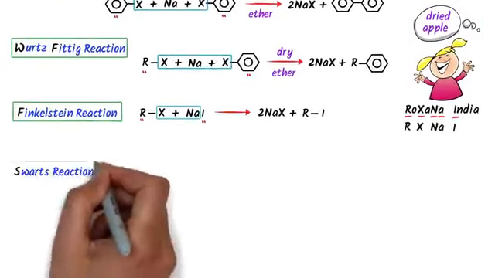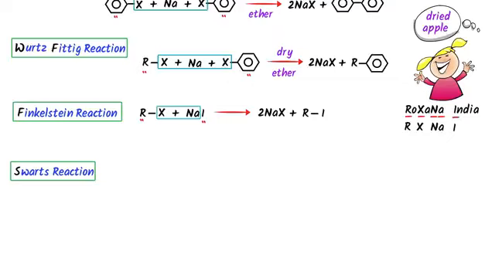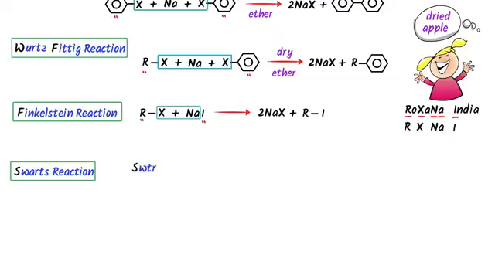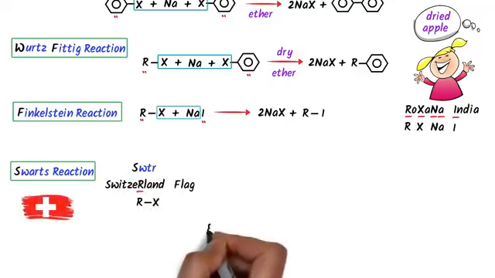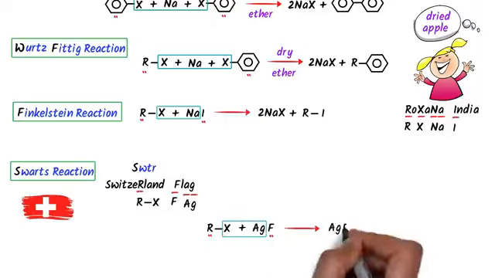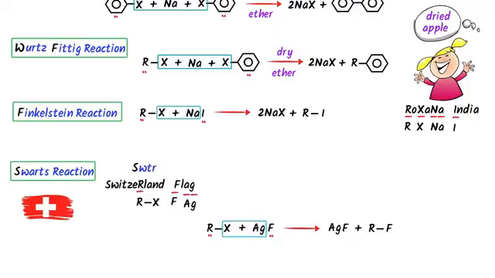Fifthly, consider Swarts reaction. Remember that in Swarts, I select SAR. Now this SAR reminds me of the Switzerland flag. This R and Switzerland remind me of RX. Now the Ag and the flag remind me of Ag or silver. F and the flag remind me of F, fluorine. We know that metal like silver reacts with halogen X to form silver halide, while this fluorine and alkyl combine together to form alkyl fluoride. So this is the Swarts reaction.